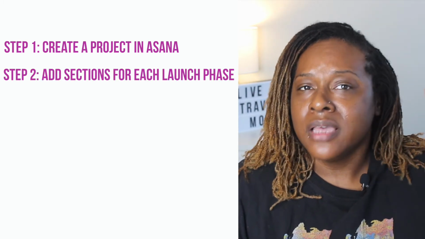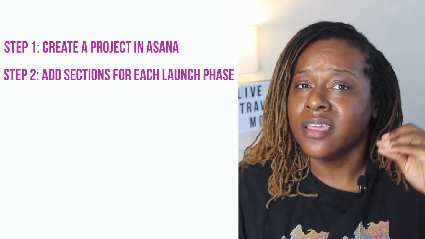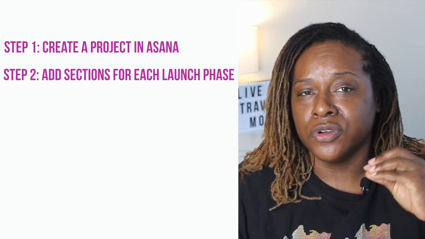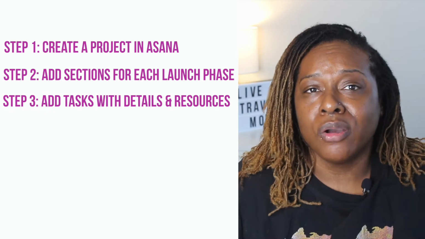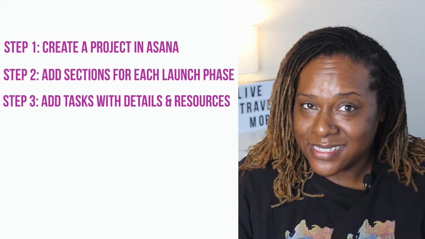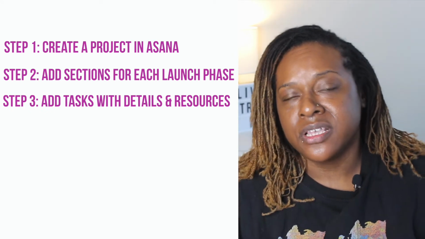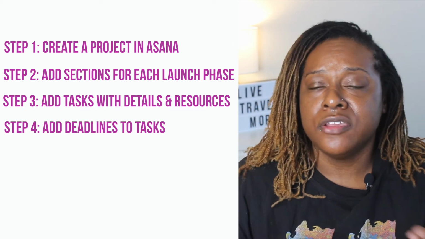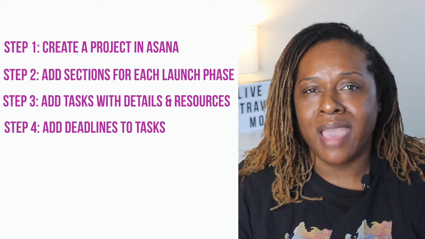So before we hop into the tutorial, I want to tell you what the steps are so that you can follow along. Step one, you're going to go into Asana and create a new project. Step two, you are going to add sections to your project that correspond to each phase of your launch. Step three, you are going to add tasks that have details and resources for each phase. And your last step, step four, you're going to add deadlines to those tasks. So let's hop on over.